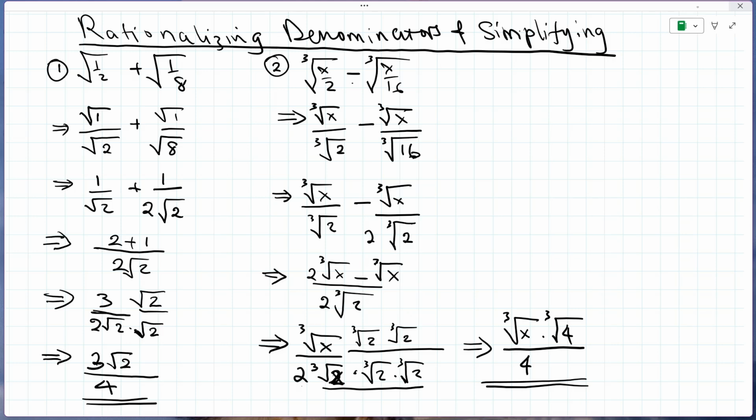But you could even simplify this further by saying x times 4 is 4x. So cube root of 4x divided by 4. And that gives us our final answer. All right.